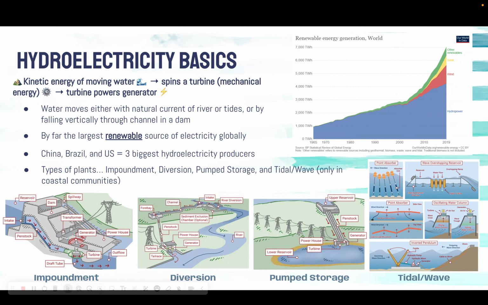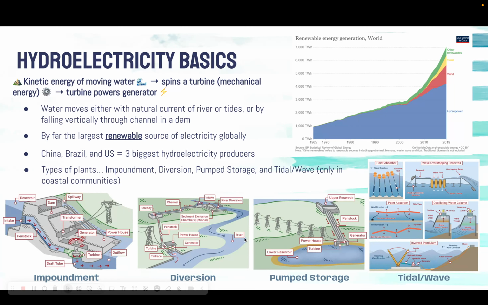It's not exactly, but it's similar. The whole process of generating that electricity is similar to what happens with fossil fuel combustion and other nuclear energy and that sort of thing. And so the water either moves with the natural current of the river or the natural current of tides, or it falls vertically through a channel in a dam. Okay, so those are all the ways that it happens.